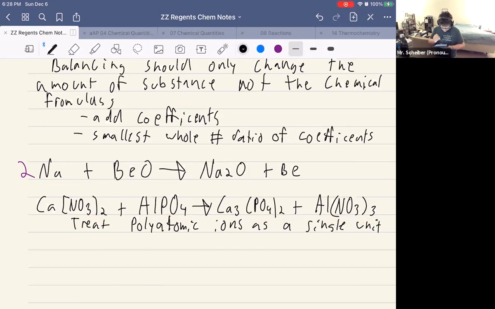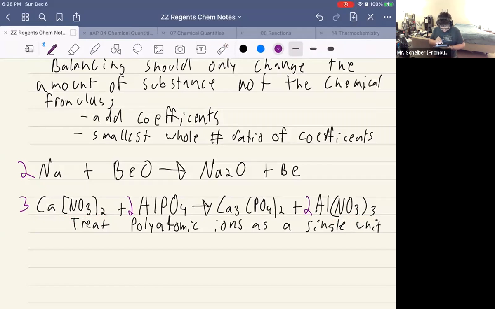So I'm going to assume that I need to double my PO4s. Let's say I might need 2 of them. Look at that. Now my phosphorus cancels out Al. Uh-oh. I have to add more Al though, right? So let's put a 2 there. But I noticed that now I have 6 NO3s. I only have 2 NO3s there. So I need to triple that amount.